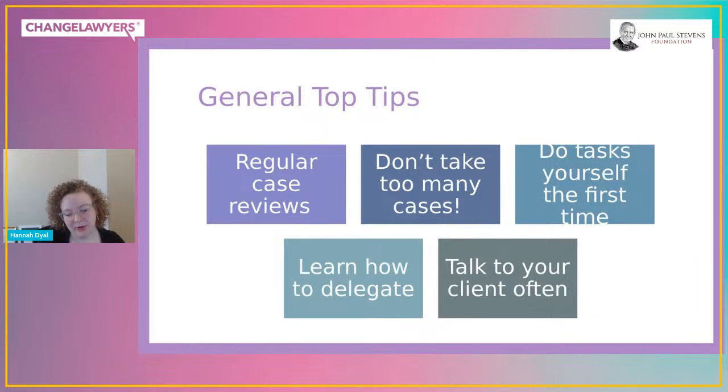Obviously, some organizations are going to kind of force you to do that, and there's not a whole lot you can do about that. But try to prevent that from happening when you can.